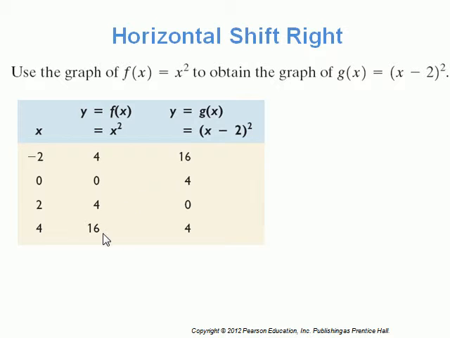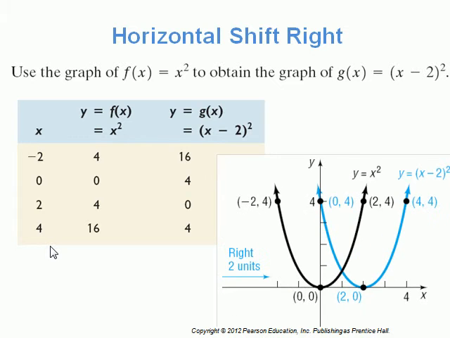Well, this point 4, it seems like it's happening at a location 2 to the right of where it happened before. This 0 was shifted down there. This 4 is shifted here. This 16, you can probably guess would happen if we had 6 on our graph right there. And in fact, here is our shift. Here's our original x squared, and here's x minus 2, the quantity squared, shifted 2 to the right.